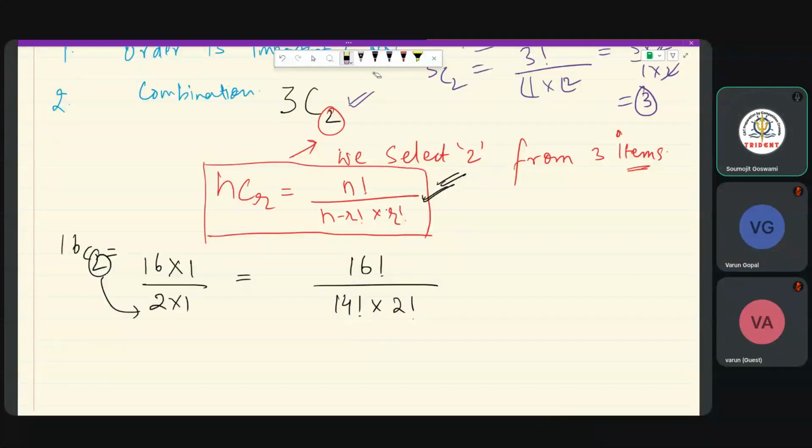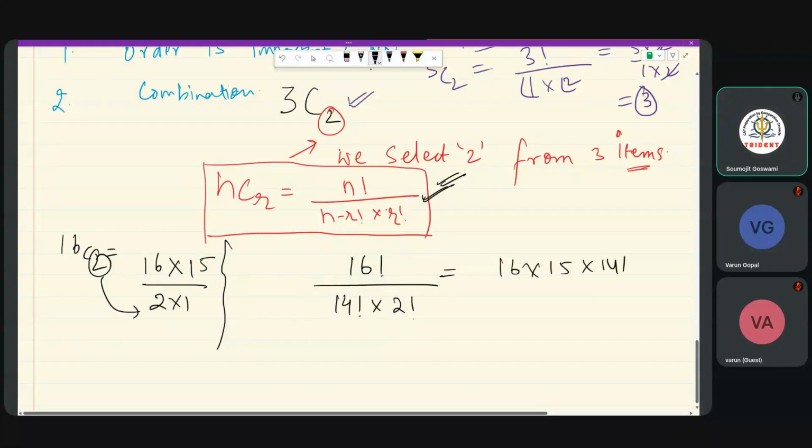Sorry, I am extremely sorry. It's 16, one digit less than that, 15, right? So 16 factorial by 14 factorial into 2 factorial. Remember, this thing is what I just now said that you can do, and this thing is from the formula. Now let's make these two things equal. How do we do that? We can write this as 16 into 15 into 14 factorial by 14 factorial into 2 factorial. 14 and 14 cancel. Is this not 16 into 15 by 2 into 1, the same thing that I wrote over there?